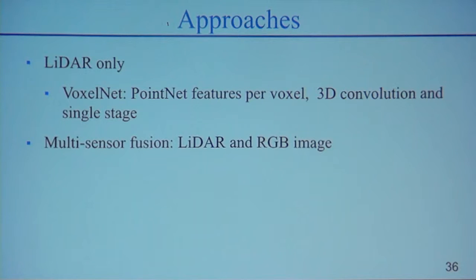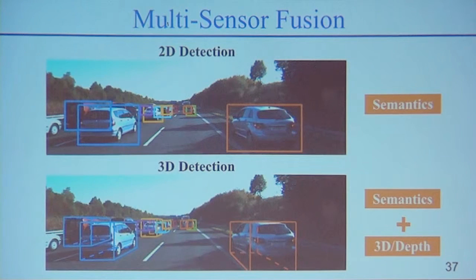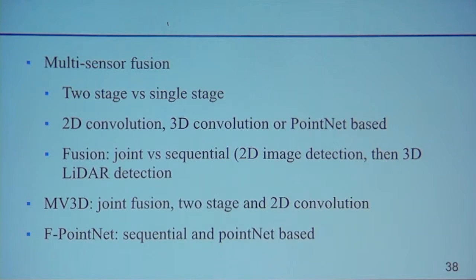And so for this talk, I'm going to just focus on multi-sensor fusion. With 2D detection, we get 2D boxes, and with 3D detection, we want to get 3D boxes, right? And we want to leverage both shape information and rich semantic information from images and LiDAR. Based on what I introduced, there are two-stage and single-stage approaches for 2D detection, and this carries over to 3D. You could do 2D convolutions, 3D convolutions, or PointNet based. And since we're fusing, there are particular ways of fusing them. You can take the feature vector from each of these two sensors and fuse them in the network, or you can do them sequentially. This is going to be clear soon.